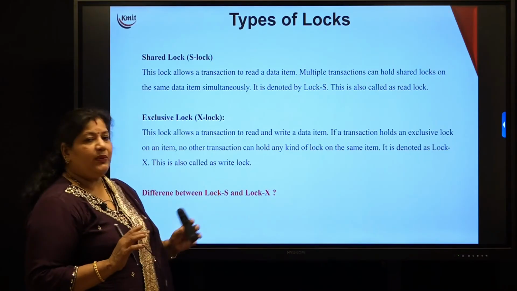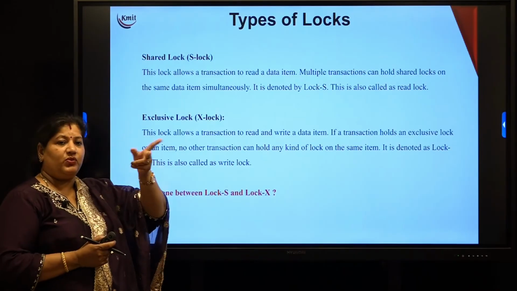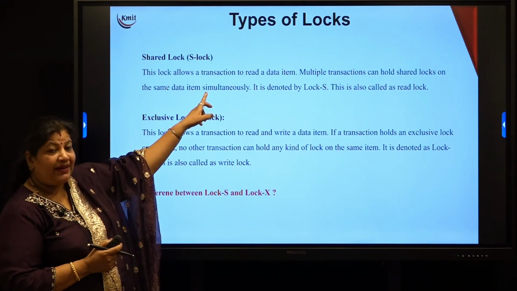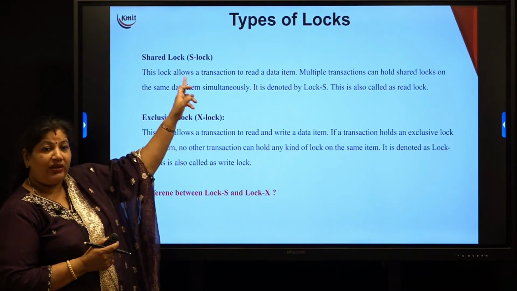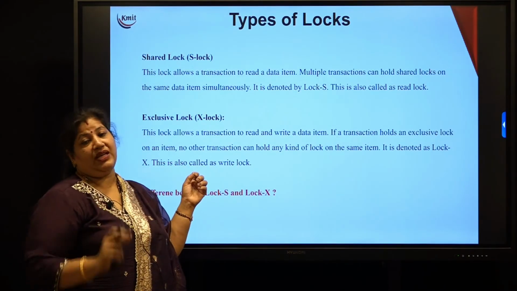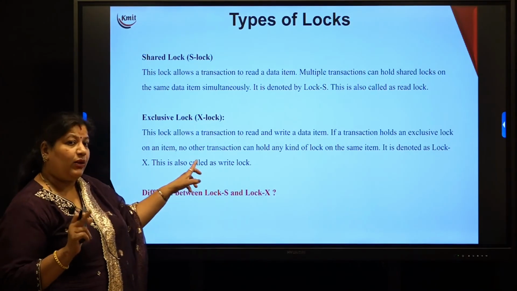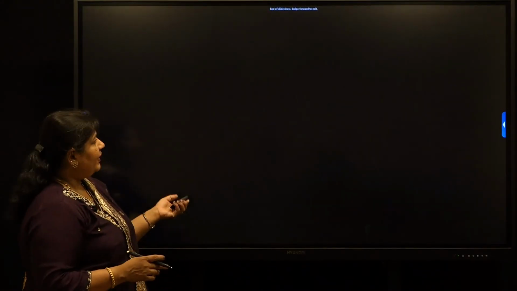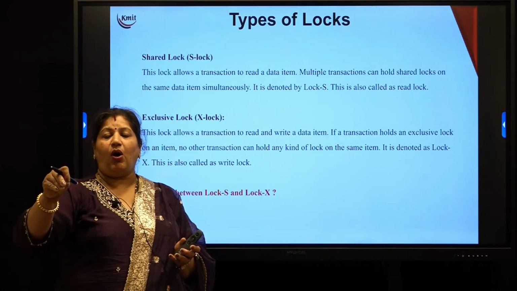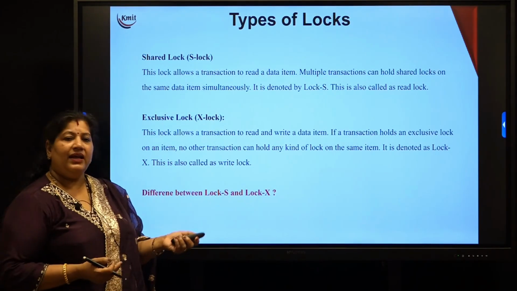So what is the difference between the two? Remember, shared lock is used for reading purpose, exclusive is used for read and write. With shared lock, simultaneously multiple transactions can hold a shared lock on the same data item, whereas in exclusive only one transaction can hold an exclusive lock on a particular item. Okay. So well, this is about the different types of lock. How using this lock-based protocol I can ensure isolation, we'll see in our next video.